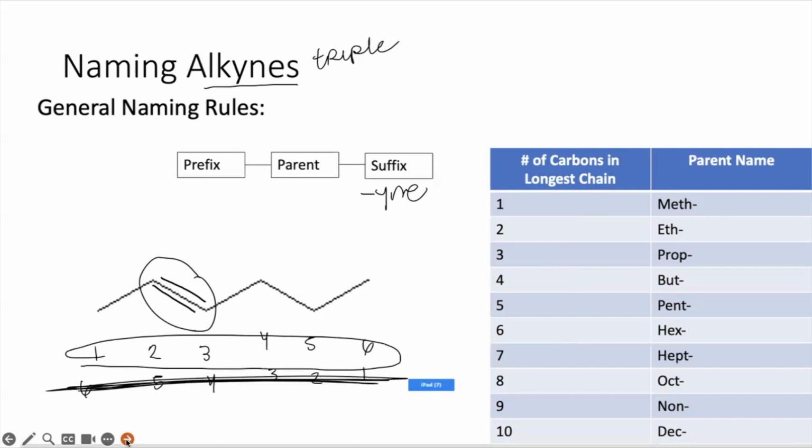So now my suffix is yne because there is a triple bond present. Hex because it's a 6-carbon structure. And then I need to tell my audience, hey, this bond spans from 2 to 3, but if I just tell you 2, you know that it's implied that it goes from 2 to 3, it goes up from there. We just give them the lowest carbon number, okay?